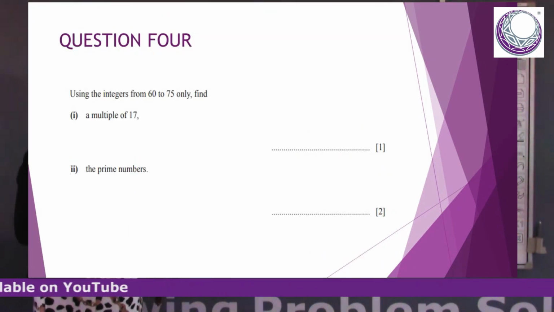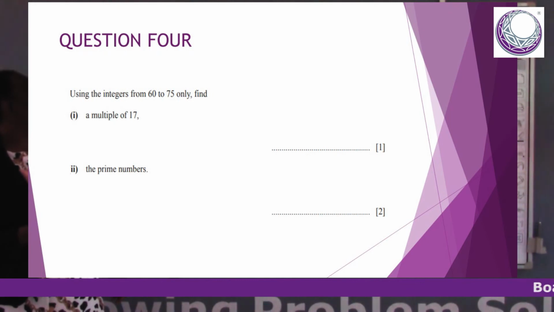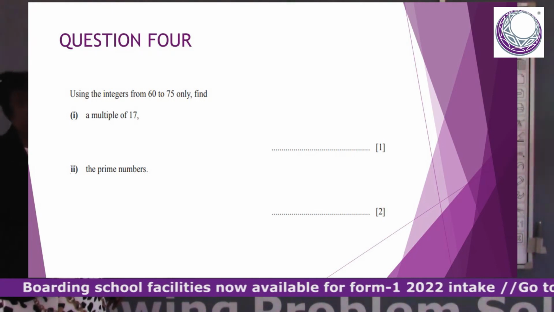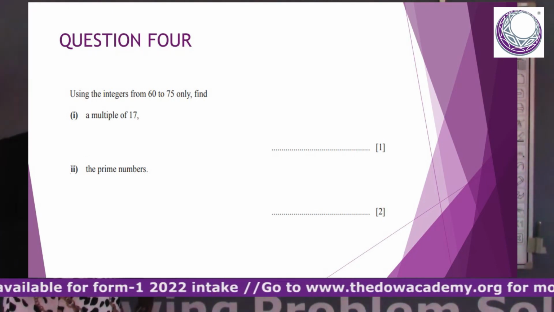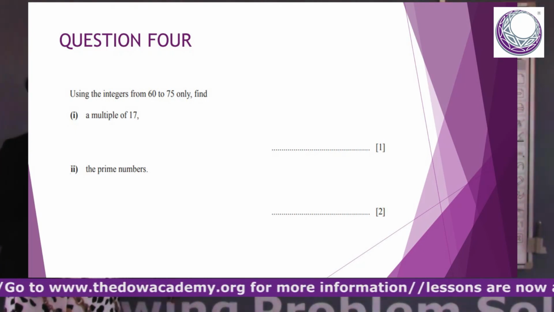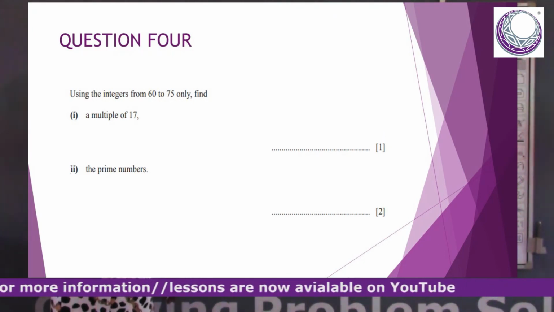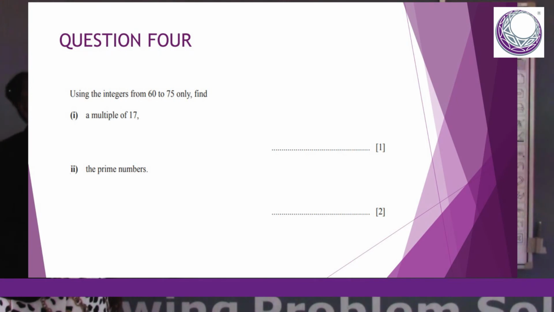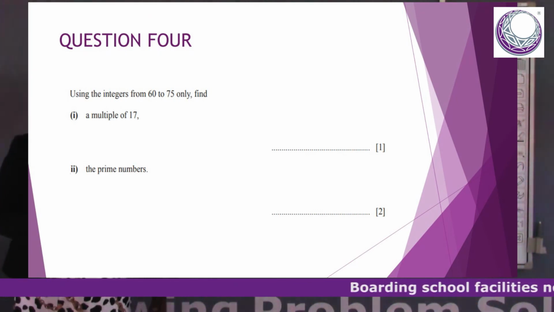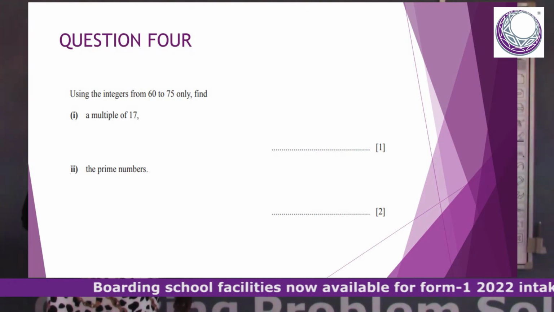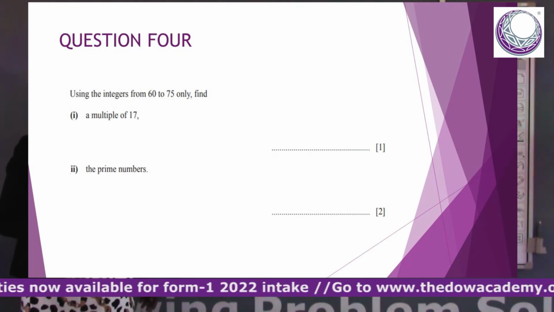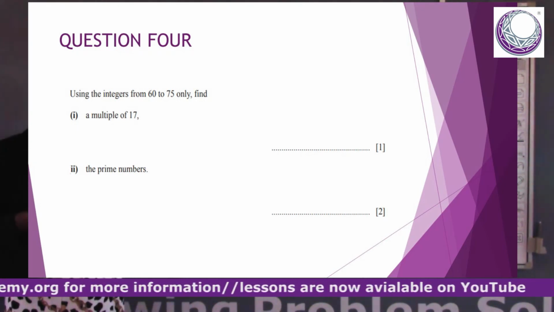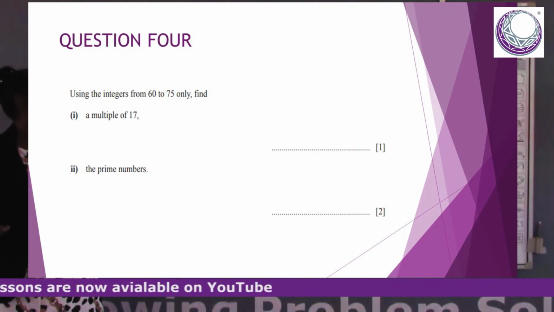Now the last question is a very simple one, but it involves larger numbers. So that's why I said you really need to go through those lists and try and remember the first 10, the first 5, and so on. So we are using integers from 60 to 75 only. And these are the questions where we want people to underline that range, 60 to 75. We want people to underline that. So if we underline that, and even the word only, you know that you are limited to 60 up to 75.